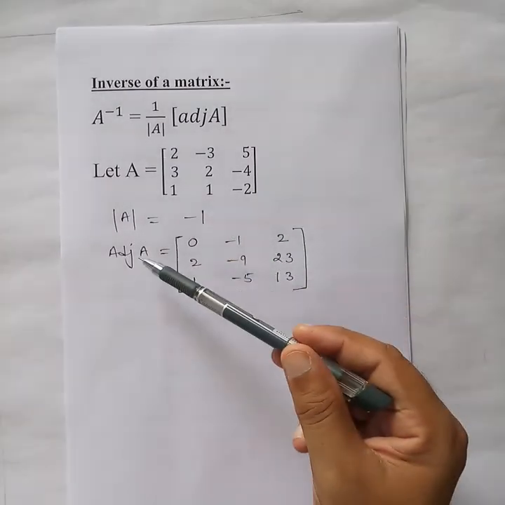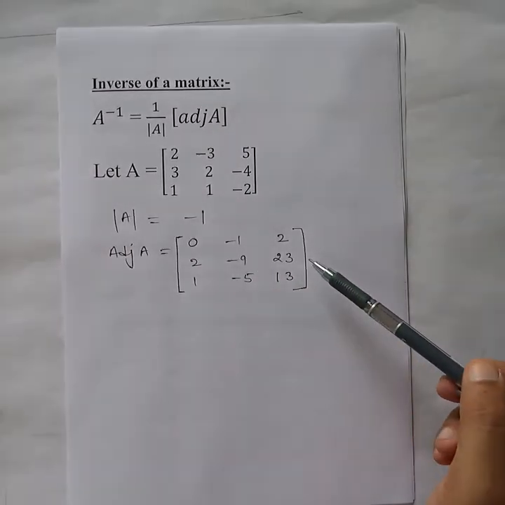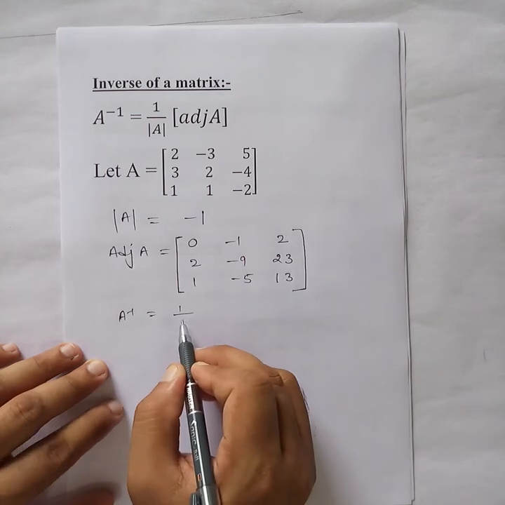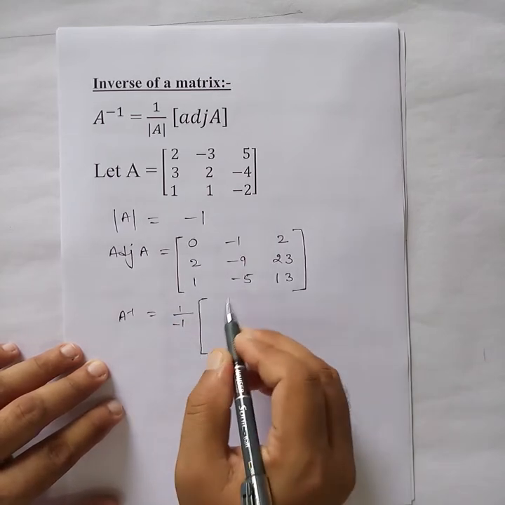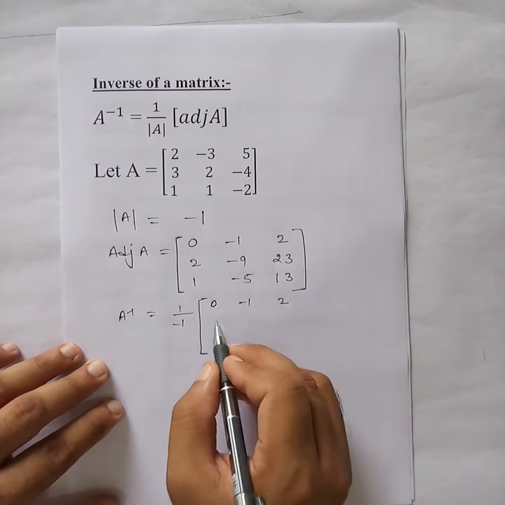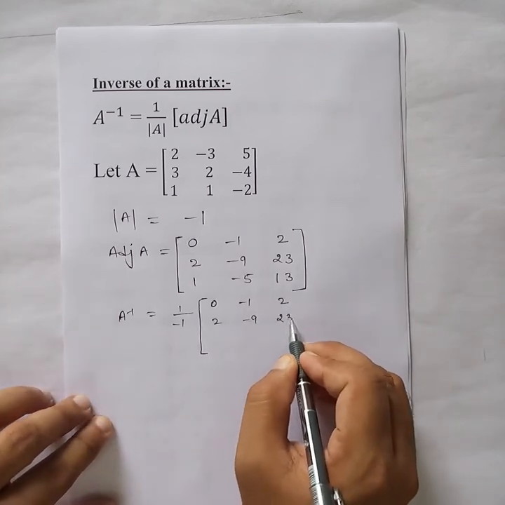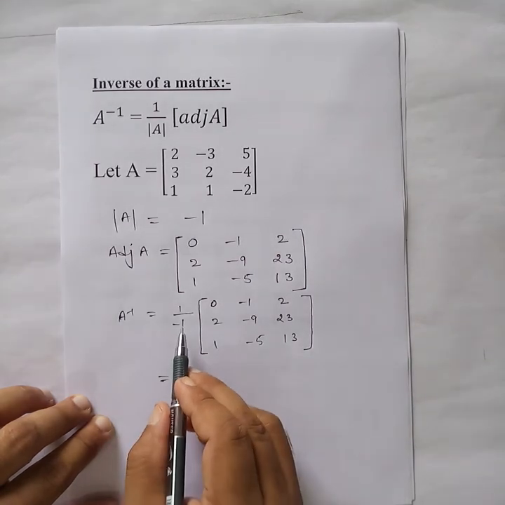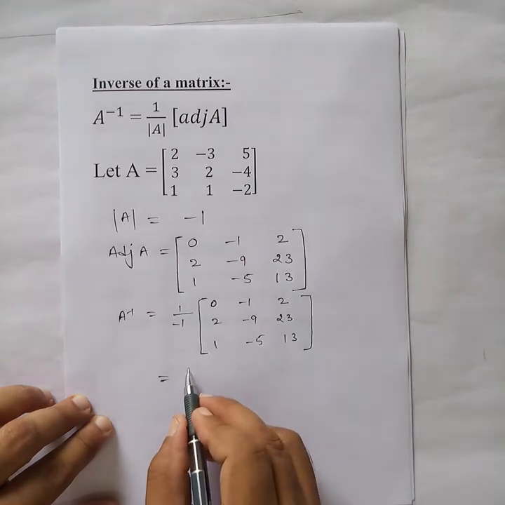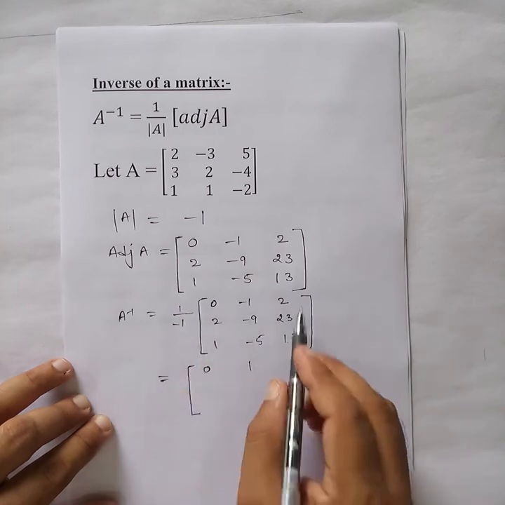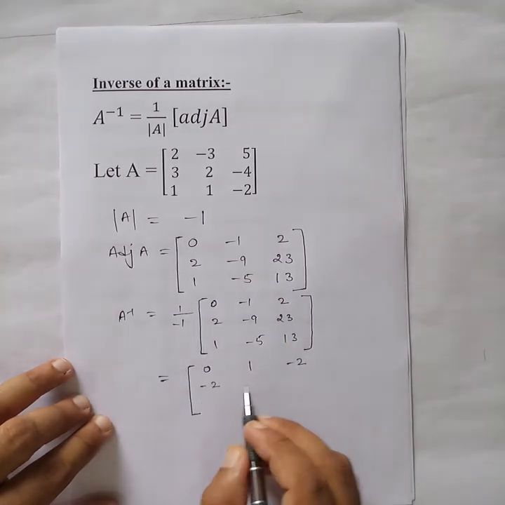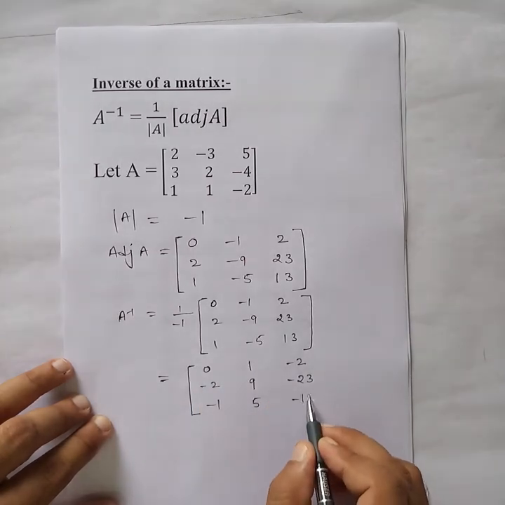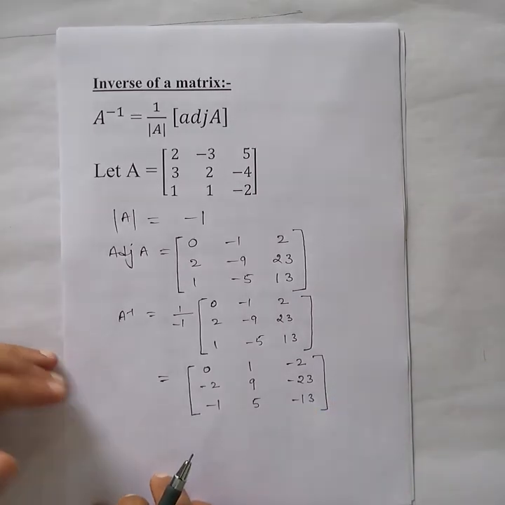Its determinant is minus 1 and adjoint A is 0, minus 1, 2, 2, minus 9, 23, 1, minus 5, 13. So inverse of this matrix will be 1 by A determinant, that is minus 1, into adjoint of this matrix, that is 0, minus 1, 2, 2, minus 9, 23, 1, minus 5, 13. That is, you have to multiply this sign inside the matrix. So what we get? We get 0, 1, minus 2, minus 2, 9, minus 23, minus 1, plus 5, minus 13. This is inverse of this given matrix A.